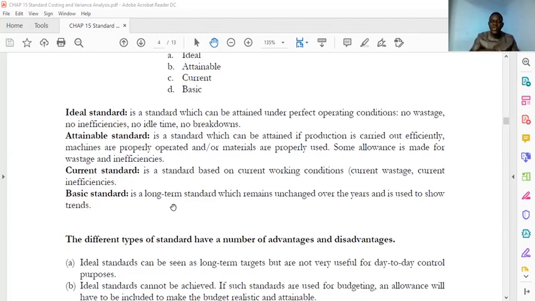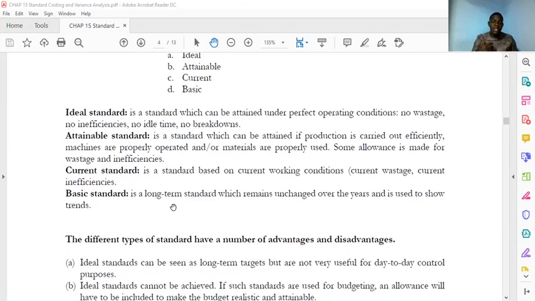Okay, so it's based on the current working condition. Good. Whereas we have what is called the basic standard. We say that it's a long-term standard which remains unchanged over the years, and it is used to show trends. So a basic standard is a long-term standard which remains unchanged over the years and is used to show trends. Okay, good. So these are the various types of standards.